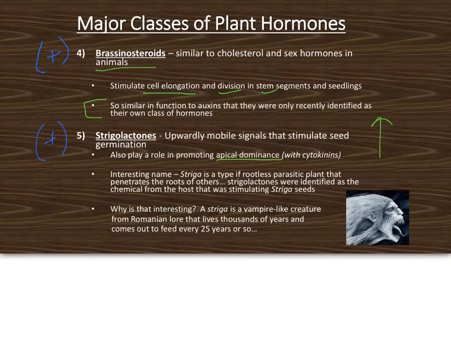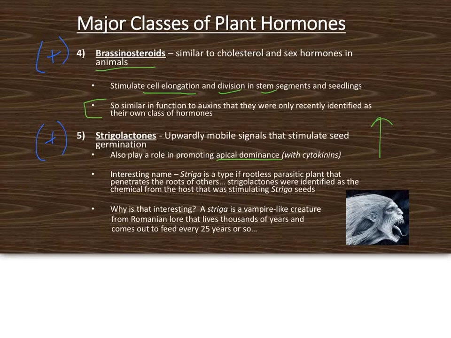But what makes this interesting is the name of these. So Striga is actually a type of plant, and it's a unique type of plant that is parasitic. So Striga is a rootless plant that doesn't have its own roots, but it penetrates the root system of another plant and uses it to soak its nutrients and water from the soil. Striga lactones were first identified, these hormones, as the chemical from the host plant that actually stimulates the Striga plant to develop more. So basically Striga lactones are also kind of stolen from the host plant here.